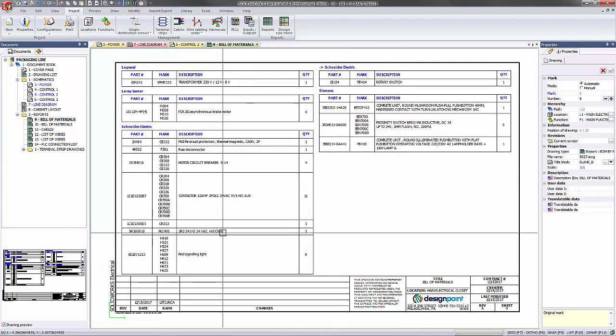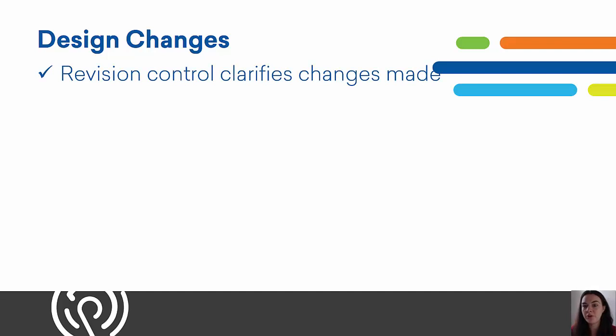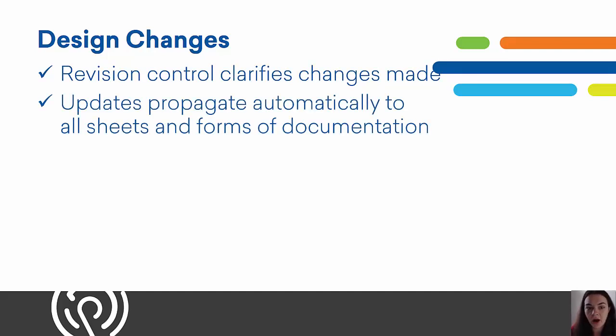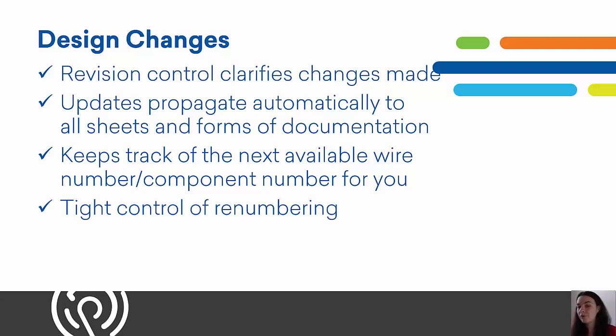And now we can see that our new relay is now part of our bill of materials, and we only have 4 motors. Okay, so what we saw there was integrated revision control, allowing us to communicate changes we make quickly and easily. Any changes made to a project are automatically propagated across sheets, and that's huge. Additionally, the program keeps track of the details like wire numbering and component numbering for us. And if we want to renumber things, we've got tight control of that as well.